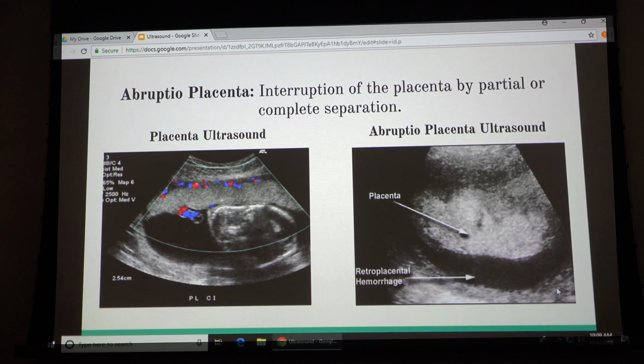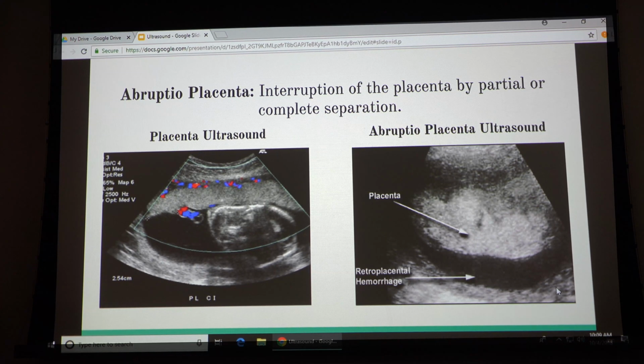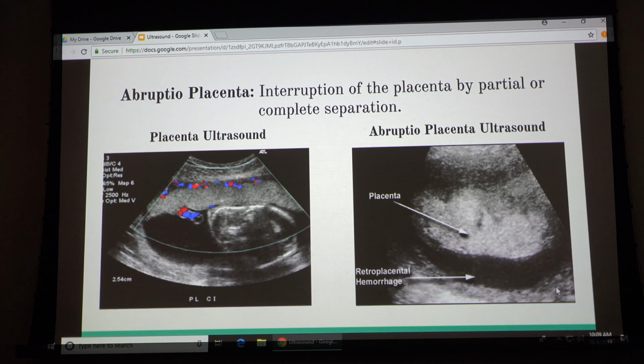So depending on how far along the mother is, they'll either do an emergency C-section or they'll make the mother stay on bed rest until delivery if she's farther along.